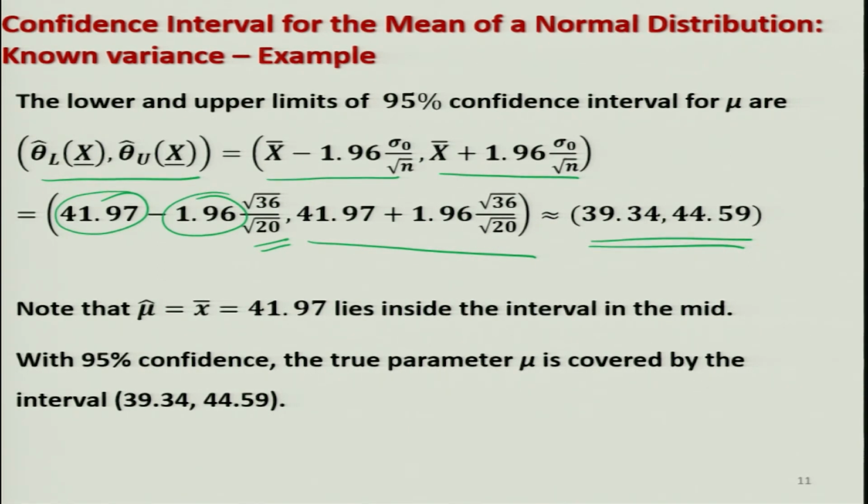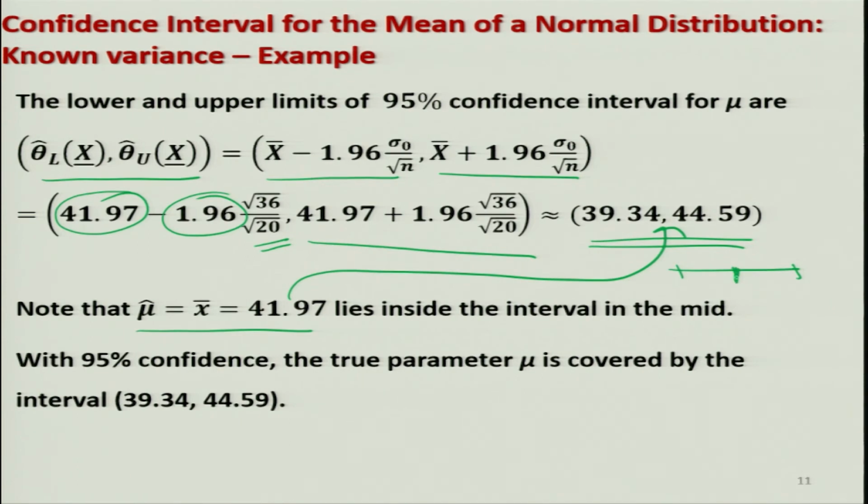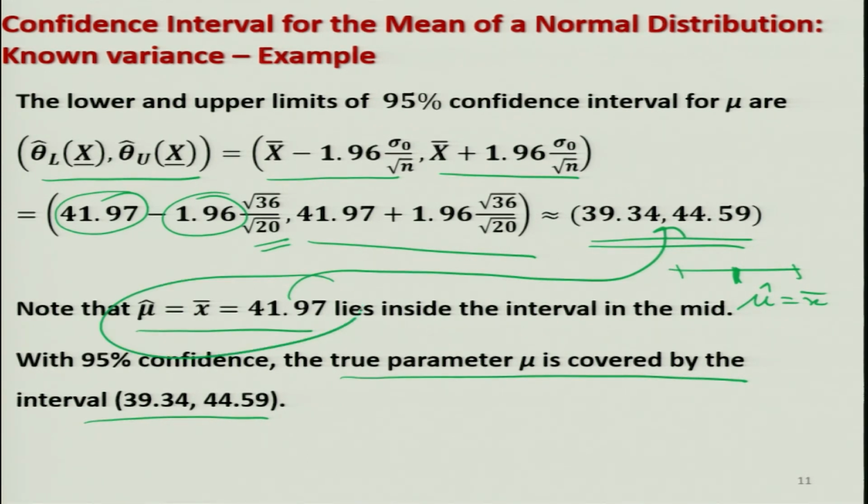And you can see here that this sample mean x bar, which was the point estimate, is lying inside this interval, and it is lying in the middle. If you take this value somewhere in the middle, this will be the value of mu hat equal to x bar, right. So, now we can say with 95% confidence the true parameter mu is covered by the interval 39.34 to 44.59. This is the interval estimate, whereas this is the point estimate that you have to keep in mind.